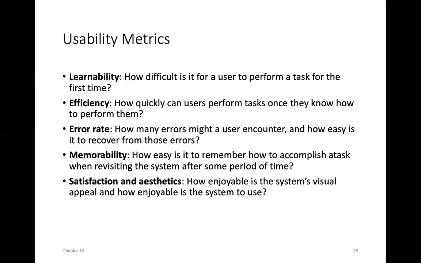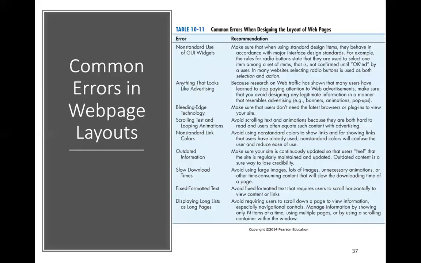The other thing we have to appreciate is that humans are involved, and when humans are involved, people do things wrong and take shortcuts. Because we're humans, we make mistakes. On this page, I want to talk about some of the common errors we see when designing the layout of web pages: non-standard use of graphical user interface widgets, advertising, outdated information, fixed-format text, and so on. Please look at all of this and the recommendations, and make sure we don't include these errors in our web page layout.